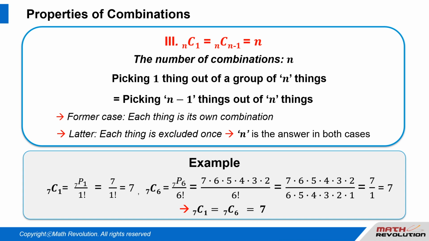Therefore, 7 choose 1 is equal to 7 choose 6, which equals 7.